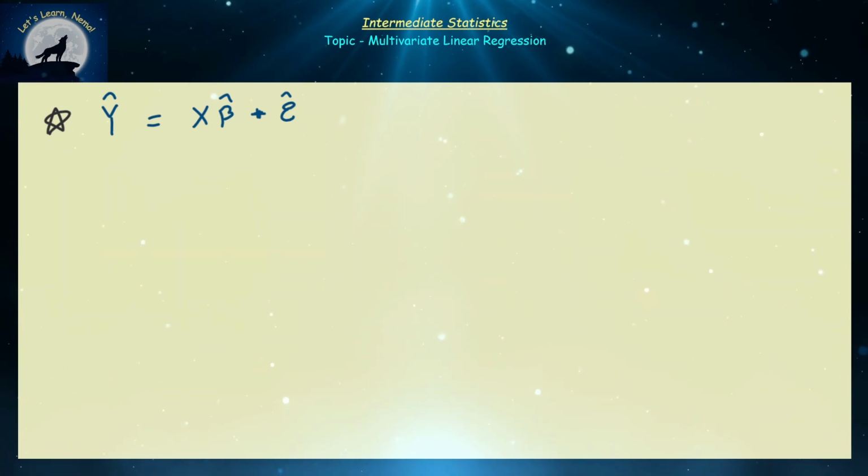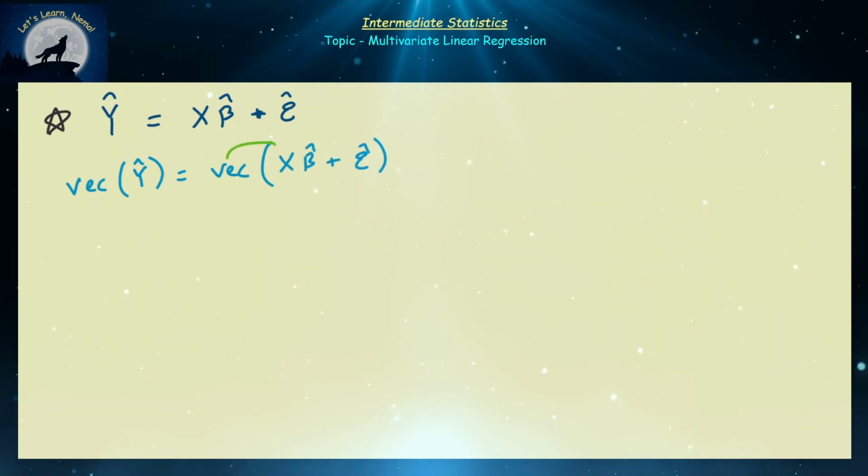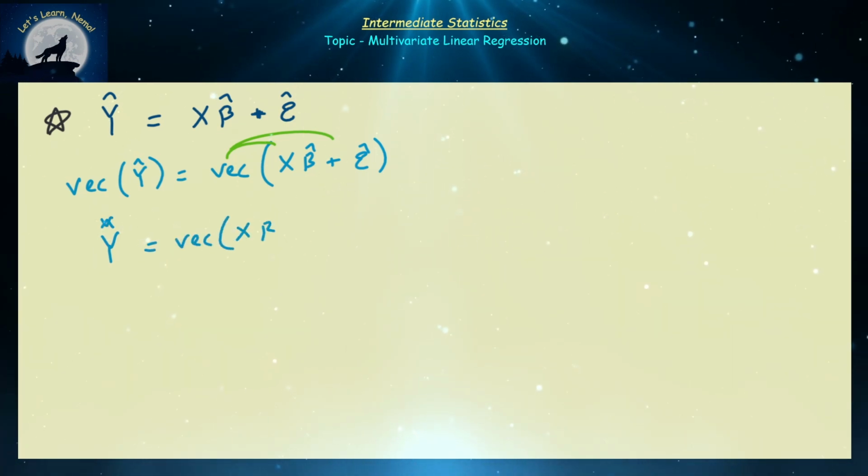Keep in mind, y hat is going to be a matrix, epsilon hat is going to be a matrix, and x times beta hat will also be a matrix, beta hat being a matrix too. So if two matrices are equal, their vectorizations will also be equal, so the vectorization of y hat will be equal to the vectorization of x beta hat plus epsilon hat. As already mentioned, vectorization distributes over addition, so that's not going to be a big deal. On the left-hand side, we have y hat vectorized, which will be equal to the vectorization of x beta hat plus the vectorization of epsilon hat, which is epsilon hat vectorized.